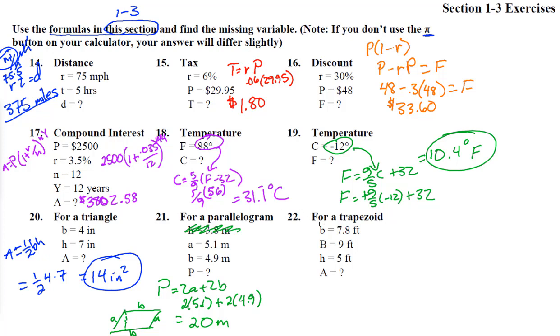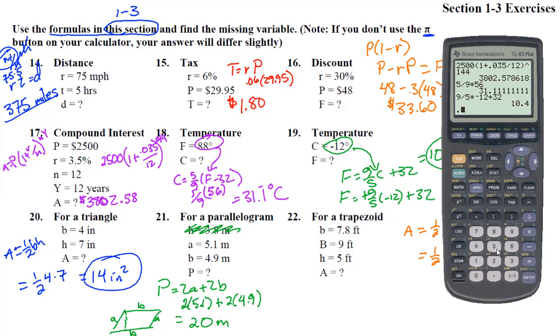Alrighty. And the last one on this section, for a trapezoid. Now a trapezoid, we're looking for area, so we've got to find the area formula, not the perimeter, and it is 1/2 h times the big base plus the little base. So that is 1/2 times the height, which is 5, times the big base, which is 9, plus 7.8. This is 1/2 times 5 times 16.8. I'm going to punch that in. 0.5 times 5 times 16.8.